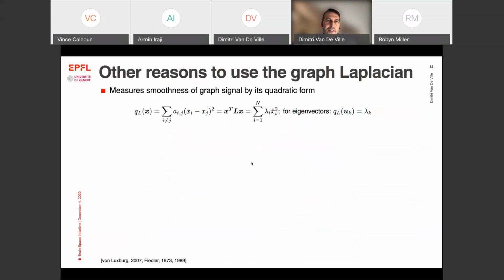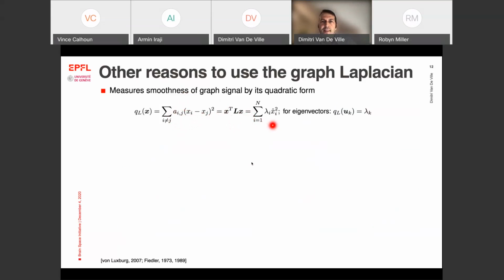Now, to conclude on this, let me also mention a few other very neat reasons to use the graph Laplacian. Probably the most important one is that if you like to measure smoothness of a graph signal, you can do that by using the quadratic form of the graph Laplacian. And as you see here, this is the so-called quadratic form of a graph signal with the graph Laplacian, and that is equivalent to taking differences between neighbors on the graph, weighting it with the edge weight, and that is what effectively is computed by the quadratic form.